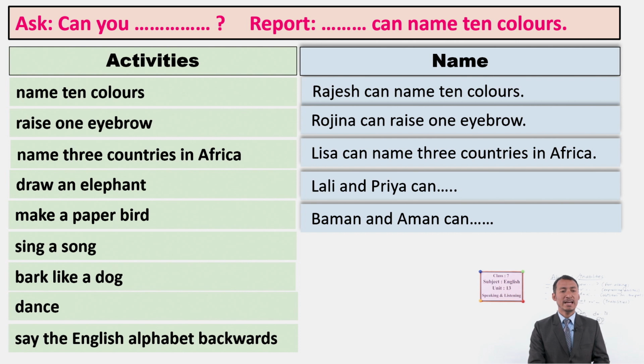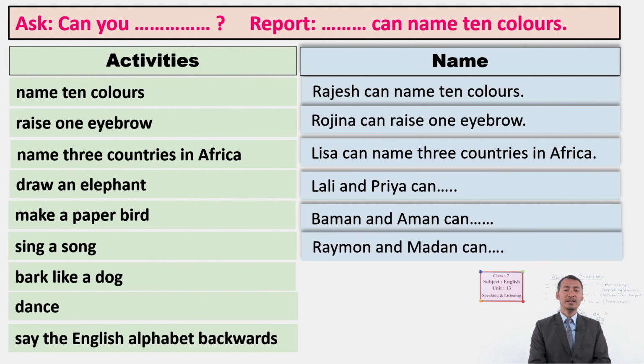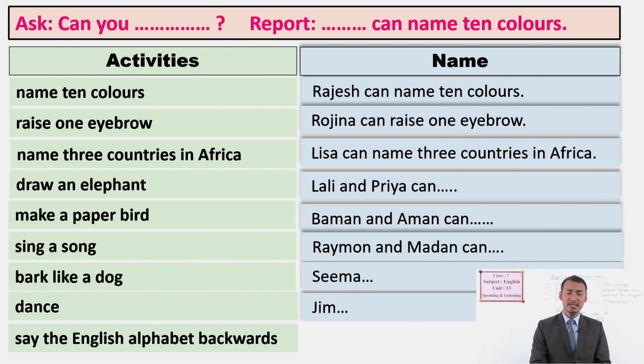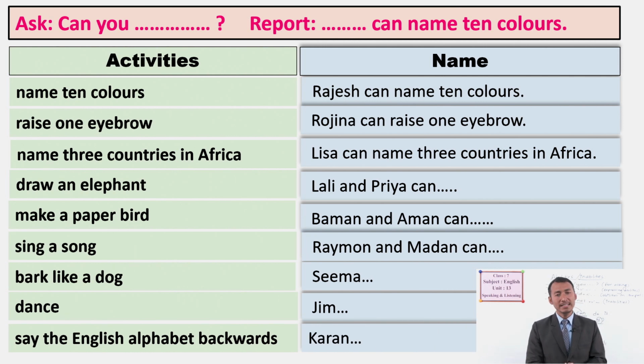Baman and Aman can make a paper bird. Raman and Madan can sing a song. Seema can bark like a dog. Jim can dance very well. Karan can say the English alphabet backwards. Like this, you can list. Here I have given examples with some names of unknown friends. You can get your friends' names if they have these abilities and report them to your classroom. Okay, students, this is the way you can do it.